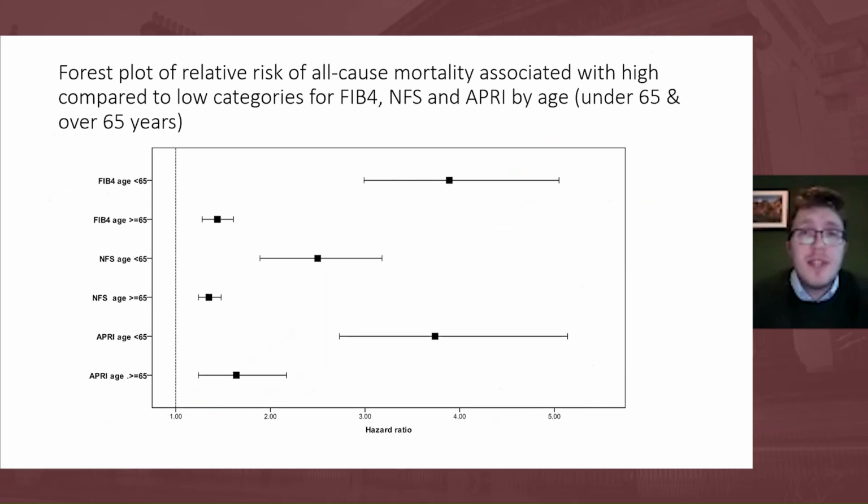In other analysis that we did, this is a forest plot of relative risk of all-cause mortality associated with high compared to low categories for the 3 scores by age. And you can see here that if a patient was categorized as high risk, they had a higher chance of mortality. But if you were categorized as high risk and you were under 65, that relative risk increase was significantly higher than those who were over 65.